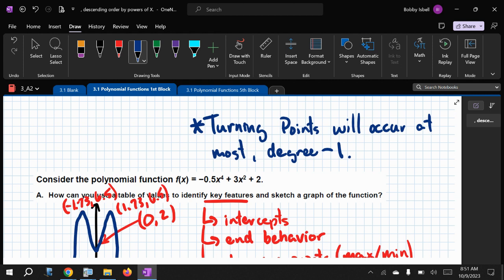That doesn't mean you automatically will have that number of turning points. That just means that's the most you could have out there. So at most limits that. So degree minus 1 gets you the number of turning points you could have at the highest amount. Okay. All right.